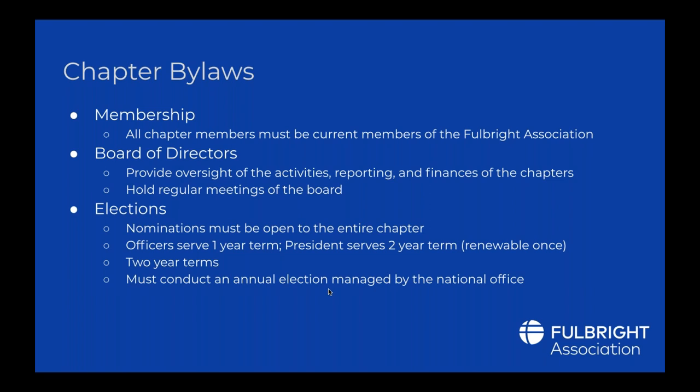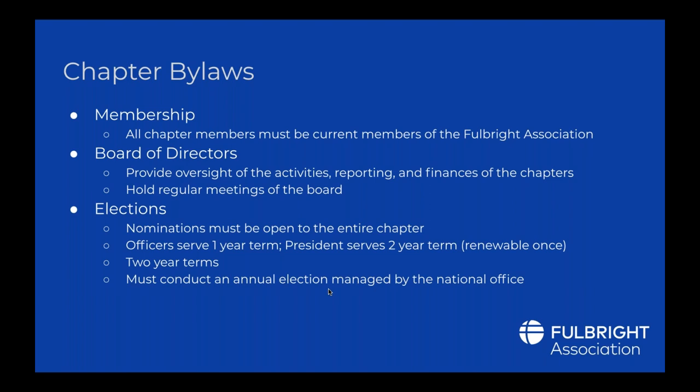The last thing is elections. So the nominations for elections must be open to the entire chapter. We do this through our office. When it's time for you to have an election, we will send out to all of the members a survey that asks for a call for nominations. Any member of the chapter can submit someone that they would like to nominate for a position on the board. After that's done, we will collect all of the responses and send them back out to the current members, and we will ask them to vote on who they would like to be put in those positions.